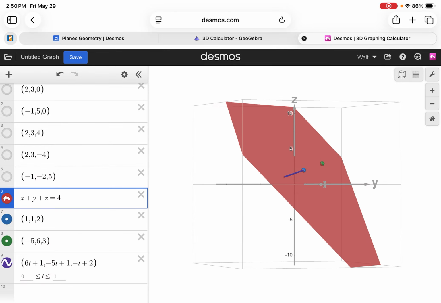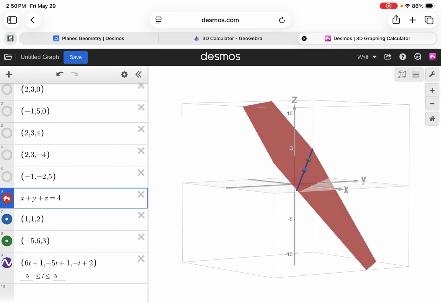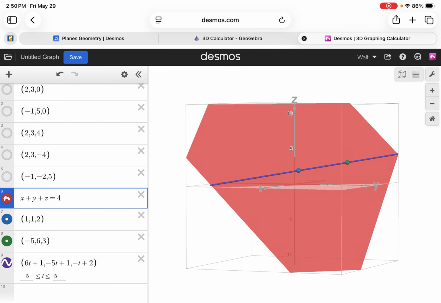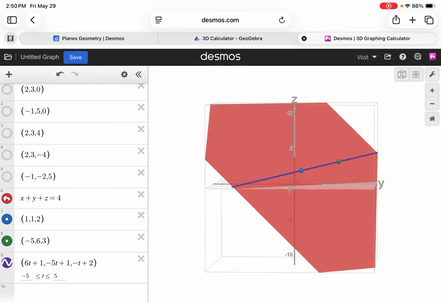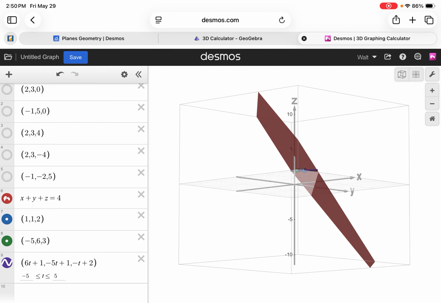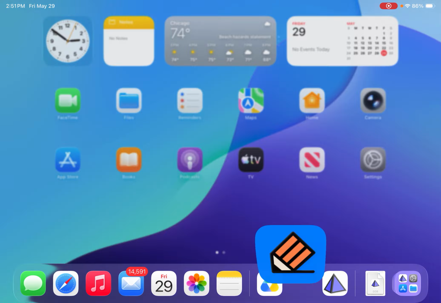Now, I need to adjust the t's. I'm going to make the t's go from like negative 5 to 5 to make that line a little longer. And there it is. Now look at that. That's a line on this plane in space. Right there. Okay? Now what I want to do is go back and go over this a little more slowly.